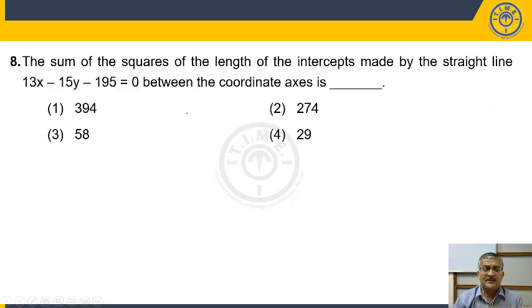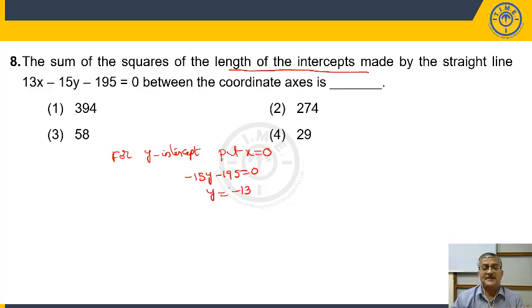Next, look at this. The sum of the squares of the lengths of the intercepts made by the straight line between the coordinate axes. So we want to calculate the intercepts of the straight line. For the y-intercept, what we have to do, we already discussed: put x is equal to 0. What happened? Minus 15y minus 195 is equal to 0. So y is equal to minus 13.